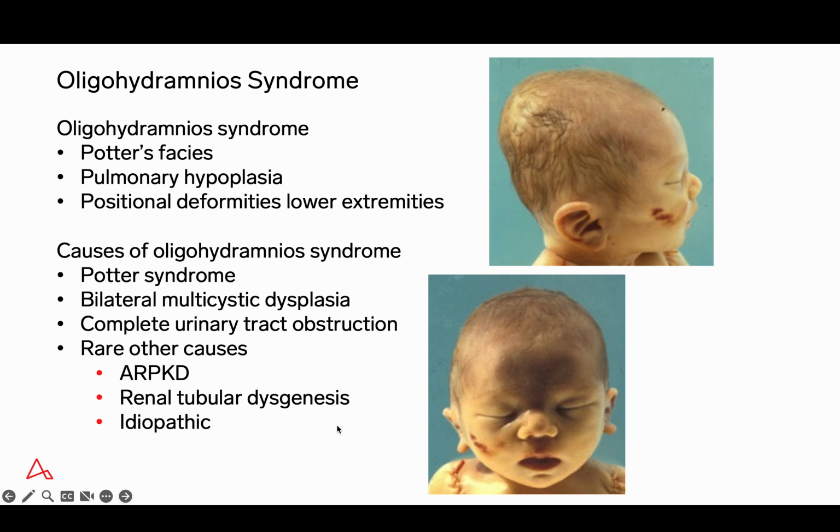Potter's syndrome is not the only cause of the oligohydramnios syndrome, because in any situation in which there's no urine production, a similar phenotype will develop. So patients with bilateral multicystic dysplasia, which I'll be discussing next, have no urine production and therefore develop this phenotype. And some patients have normal kidneys but complete urinary tract obstruction and similarly have severe maternal oligohydramnios. There are rare other causes such as autosomal recessive polycystic kidney disease and renal tubular dysgenesis, which I will be discussing later.